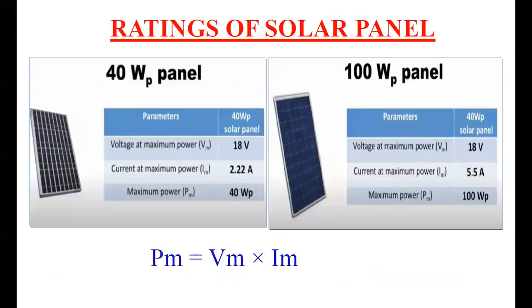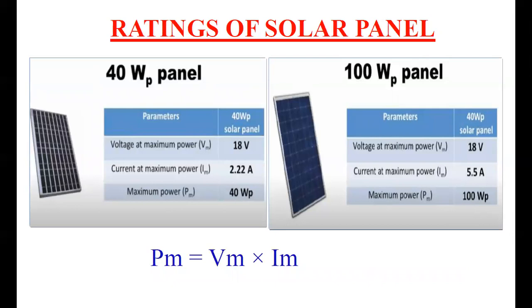What are the main ratings of a solar panel? And how can you select the solar panel according to your application? The main rating of the solar panel is the maximum power, indicated by Pm. So 40 Wp is the maximum power of the panel. That is the main criterion for the selection of the panel for a particular application.